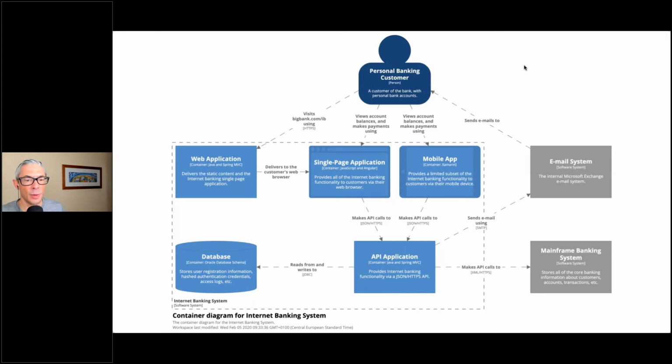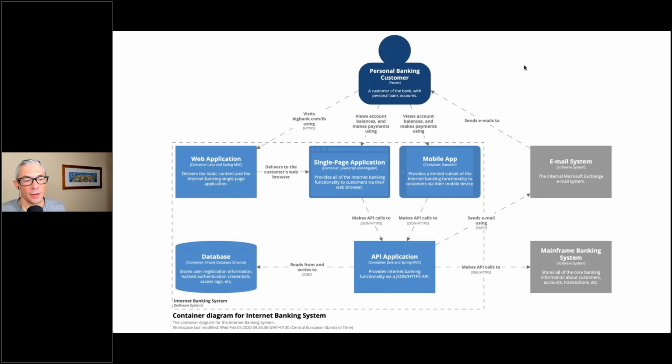So our two UIs are going to make JSON over HTTPS API calls to an API application, which we're going to build. That's going to be another server-side, separately deployed Java and Spring MVC application. And that's going to make calls to the existing mainframe banking system over some proprietary XML over HTTPS interface.